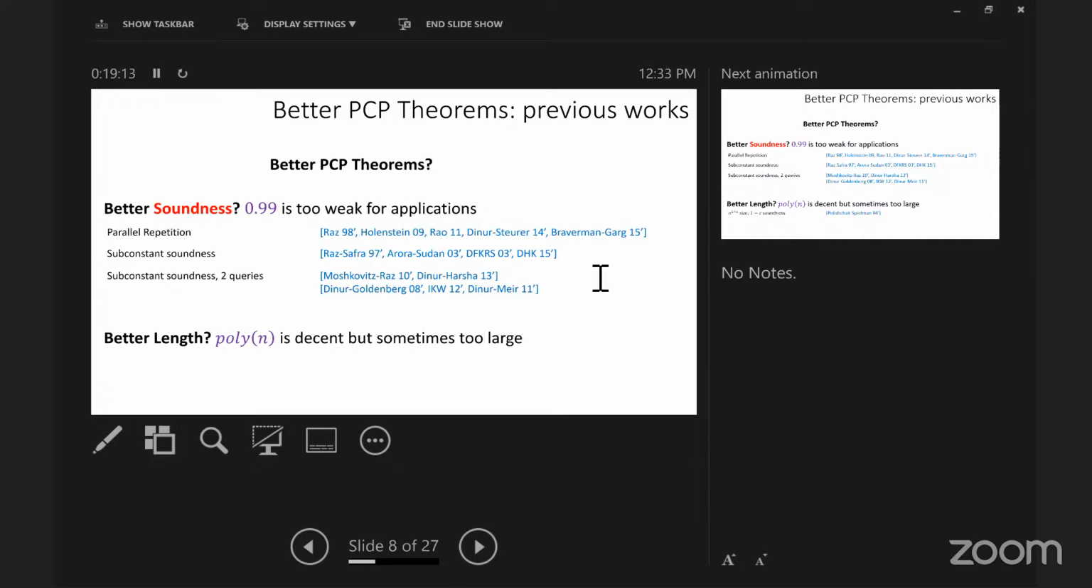So now let me talk about the length of PCPs. So the first work addressing this length issue was by Polishchuk and Spielman, who roughly speaking showed that you can get a PCP of size almost linear, in the sense of n to the 1 plus epsilon, but the soundness is again some 0.99 business.